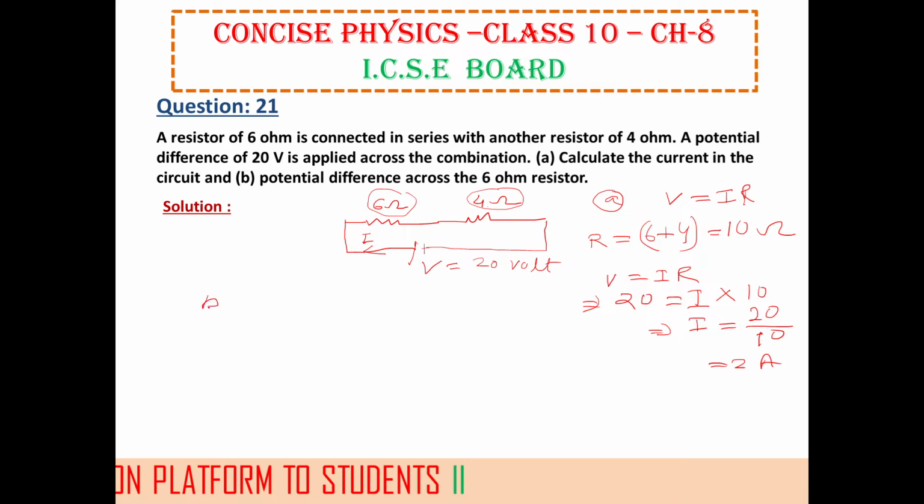So now come to the second case. Potential difference across the 6 ohm resistance. If I find out the potential difference in the 6 ohm resistance, that is between this point and this point, we know the current I equal to 2 ampere, we have already found it, and resistance R1 equal to 6 ohm. So the voltage across this 6 ohm resistance will be equal to I1 R1, that is 2 into 6, that is 12 volt.